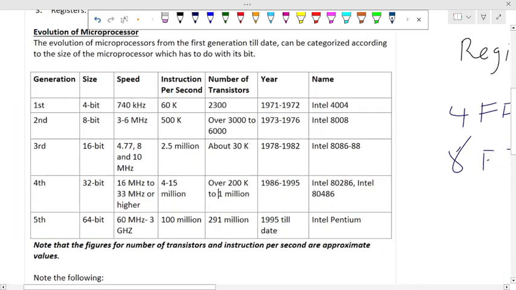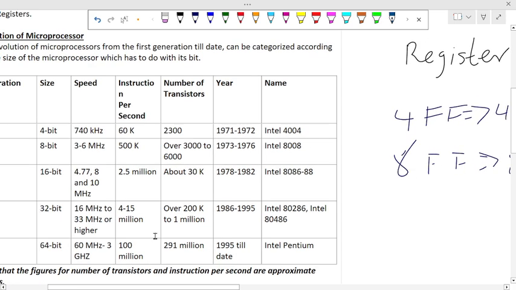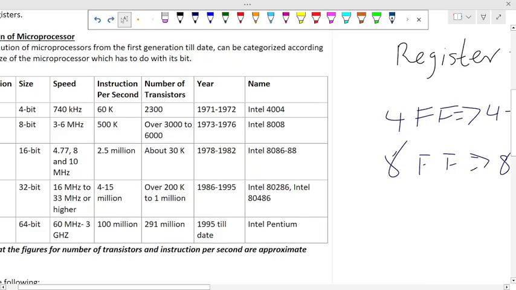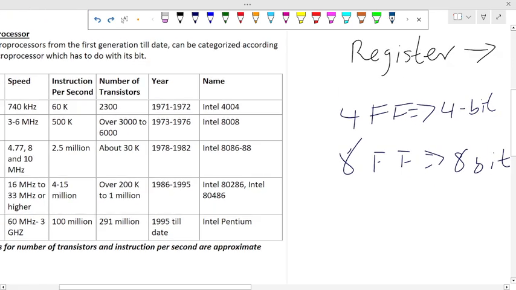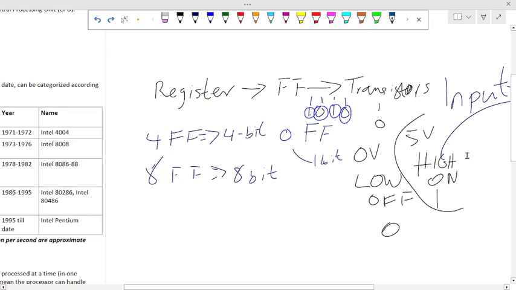All right, now with that being said, you can see the difference in the generation of processors. The main difference is what? The size. Look at it. The evolution of microprocessors from the first generation till date can be categorized according to the size of the microprocessor. The size, which has to do with what? Bits, and that I have explained here just now.